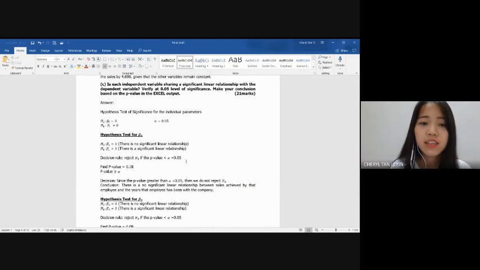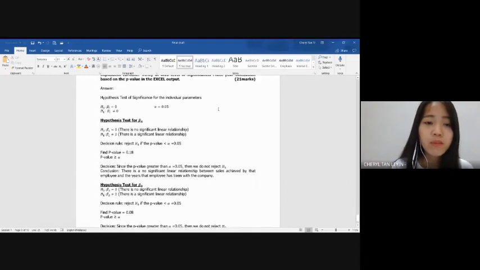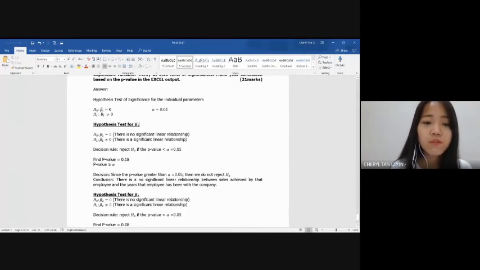Hi, I'm Cheryl Tan Li Yin, and now I'm going to discuss 5C. 5C asks whether each independent variable shares a significant linear relationship with the dependent variable, verified at the 0.05 level of significance, making the conclusion based on the p-value in the Excel output. First, the hypothesis test of significance for the individual parameters is H0: beta i equals 0, or H1: beta i not equal to 0, and the significance level is 0.05. For beta 1, if beta 1 equals 0, there is no significant linear relationship, but if beta 1 does not equal 0, there is a significant linear relationship. The decision rule is to reject H0 if the p-value is smaller than the significance value, which is 0.05.